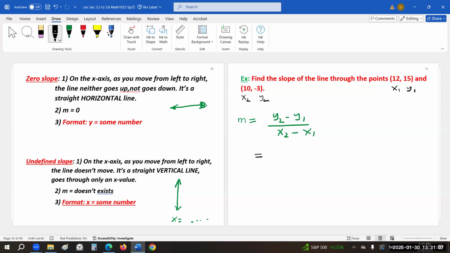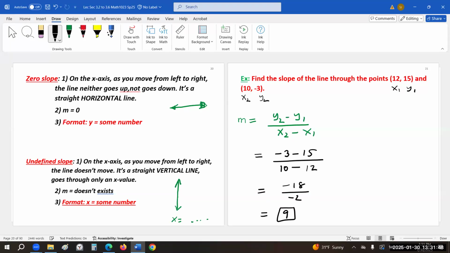That means now all you have to do is substitute. What minus what goes on the top? Go ahead. -3 minus 15 over 10 minus 12. Perfect. Now the math. So first we do -3 plus -15, which will get us -18, and over -2.